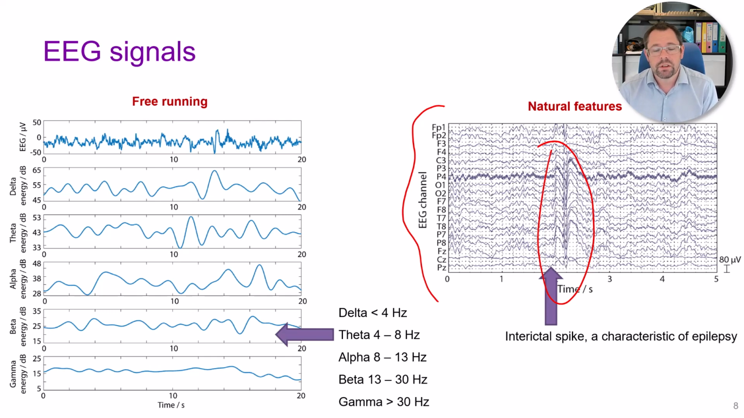There's other features. For example, when you go to sleep, there are features known as K complexes, known as slow oscillations, and a number of things that we can see directly in the time domain signals.